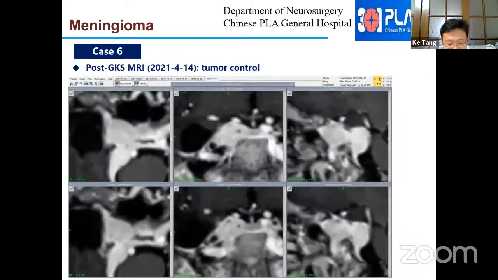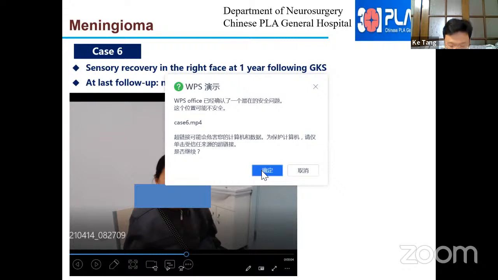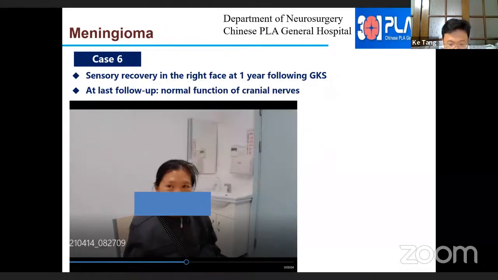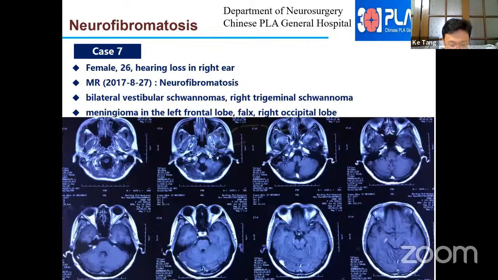The post-Gamma Knife surgery MRI at last follow-up showed tumor control at 4 years following Gamma Knife surgery. We achieved sensory recovery in the right face at 1 year following Gamma Knife surgery. Preservation of normal function of cranial nerves was also achieved at the last follow-up. We can see the normal oculomotor function.